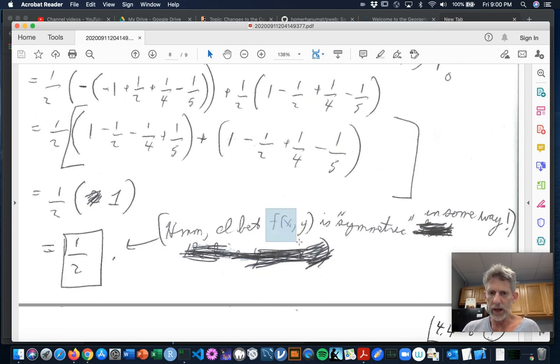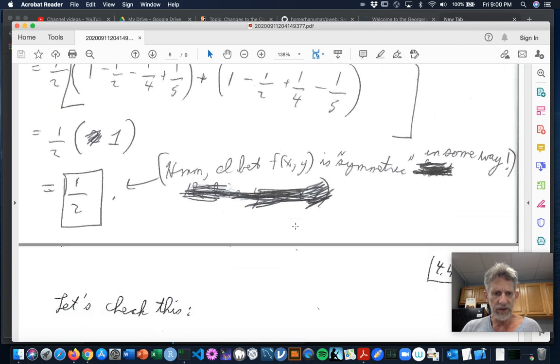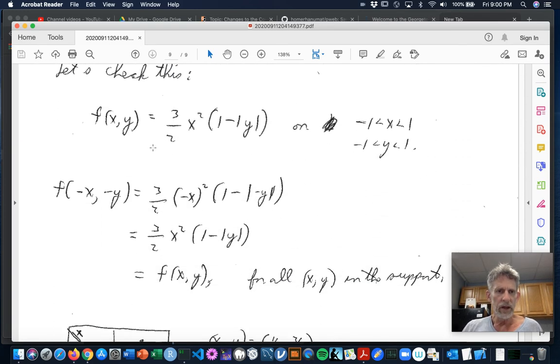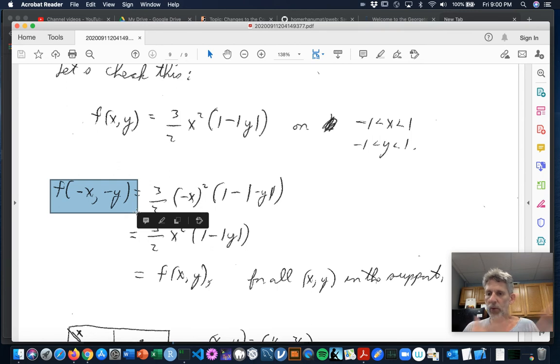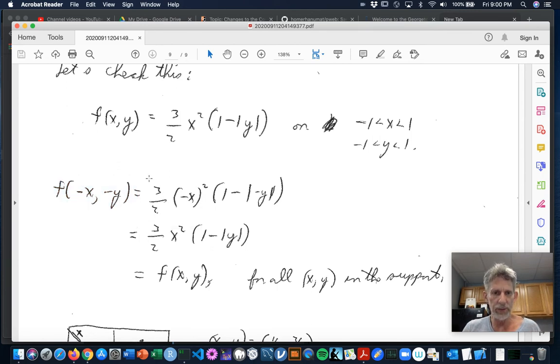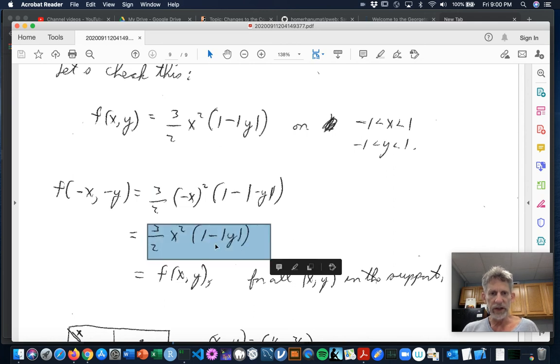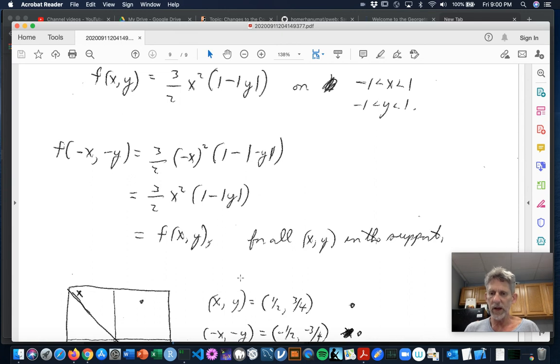In fact, when I saw this, I thought maybe there's some symmetry in that function f of x, y, in our bivariate PDF. So let's investigate that a little bit more. So f of x, y is this stuff, on this square. And what I'm going to do is just plug in an opposite of x and an opposite of y wherever I see an x and a y in the formula. And I get this, and that just reduces to f of x, y.